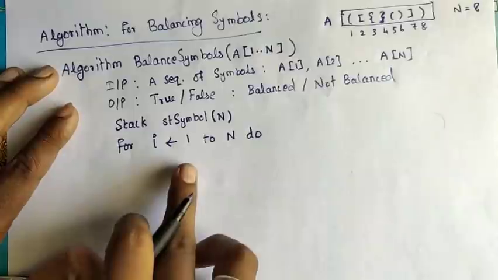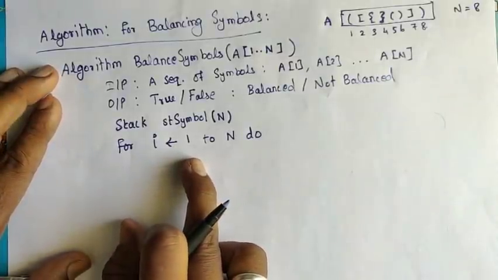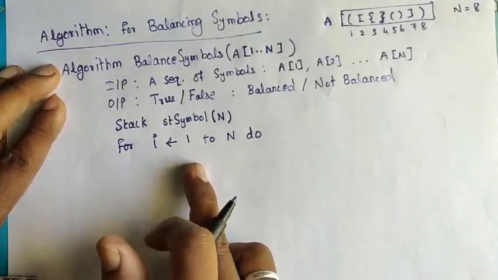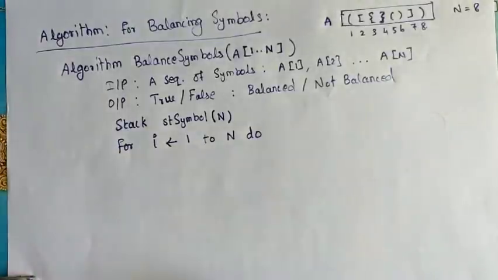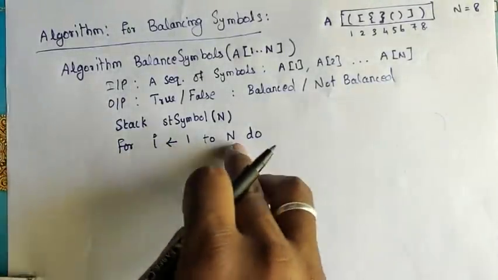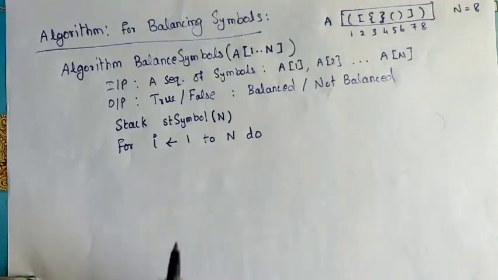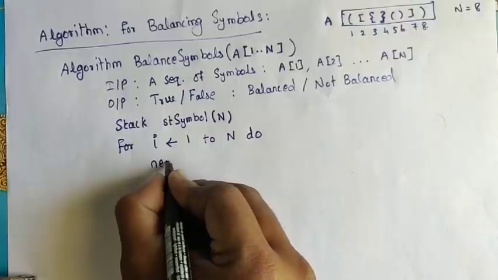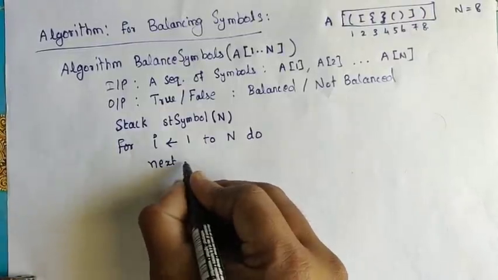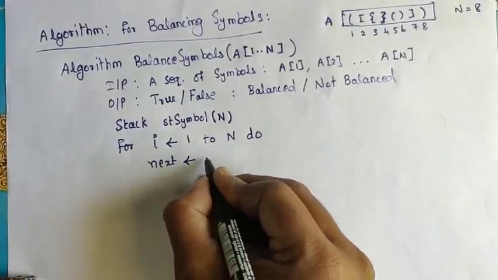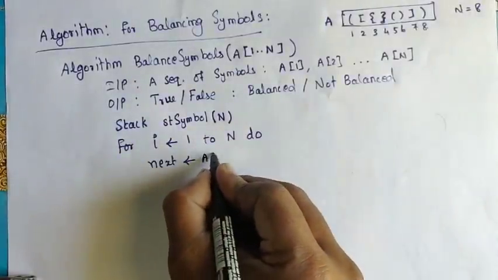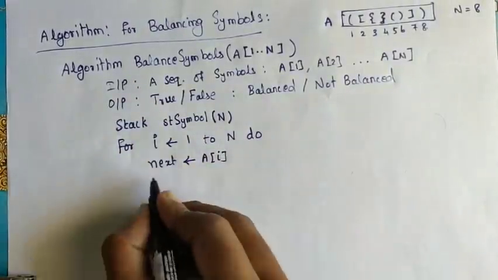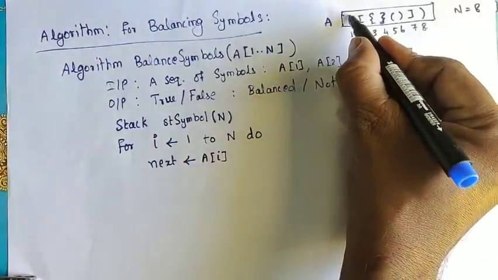This is not the syntax belonging to any particular language. I am going to use my own algorithmic syntax. For i equal to 1 to n and do the following. Here I am going to use one variable, next, equal to the next character. I am going to hold that in a of i. So next is nothing but the opening symbol first.